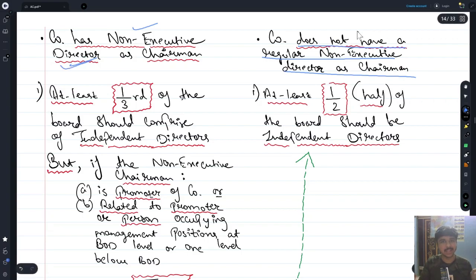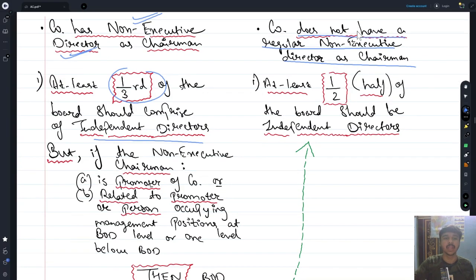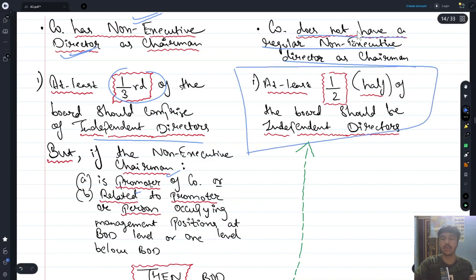So SEBI is happy when the chairman is not working, that is, when he is a non-executive director acting as chairman; then at least 1/3 of the board should be independent directors. At least 1/3 of the board should be independent directors. But if the non-executive chairman is not working, but he was a promoter of the company, or he is related to the promoter or the persons who are promoters, or he is related to the promoter group, in that case SEBI is not happy. Then SEBI will drop you here.